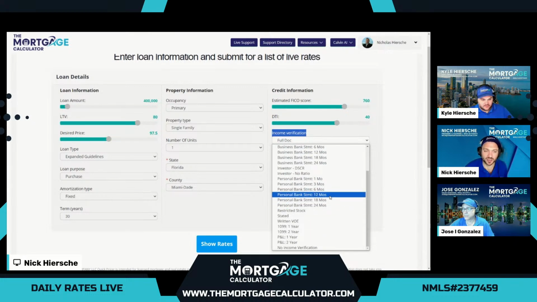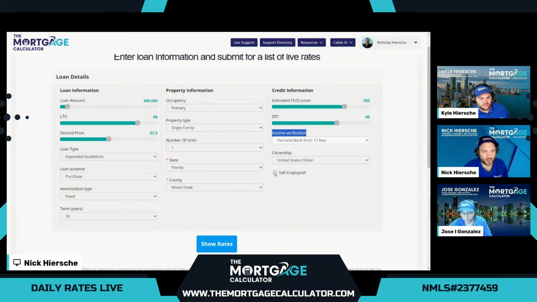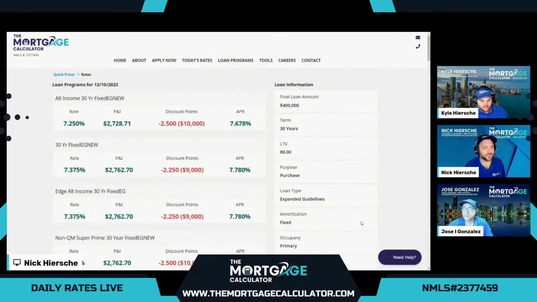We have our personal bank statement 12-month, which is what we use for the demo, which is the most popular. We have RSU, stated income, VOE, 1099, P&L, and no income CDFI options. Most popular here is the 12-month bank statement, and that's for our self-employed borrowers. So let's check out the options here for bank statements.